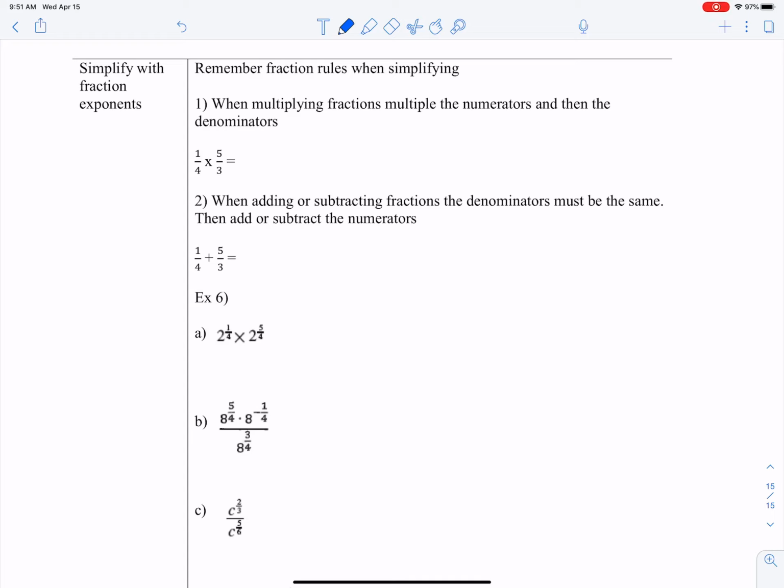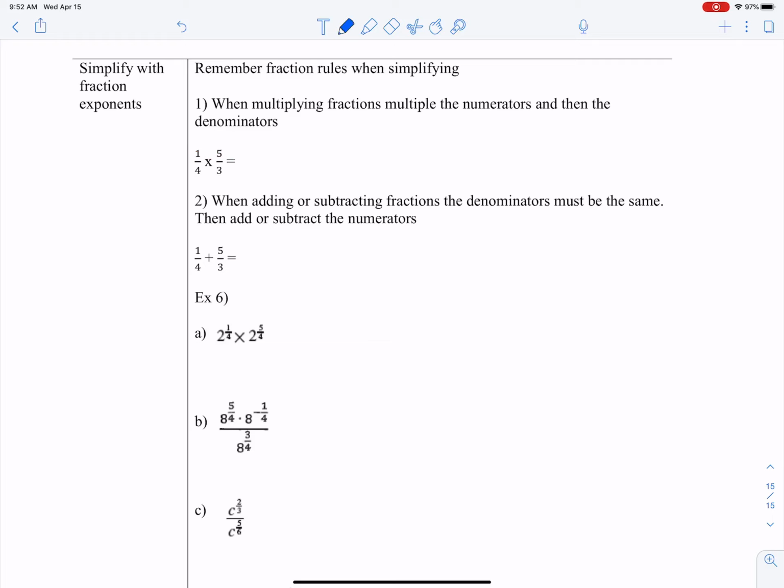So we're coming back dealing with our fraction exponents, and now we're going to be looking at slightly more complex questions. One important thing is to remember fraction rules when you're doing your simplification. So I'm just going to do a quick reminder of multiplying and adding fractions. When you're multiplying, remember that you multiply the numerators together, so the top numbers, and then you multiply the denominators together, the bottom numbers. You go across the top and you go across the bottom.